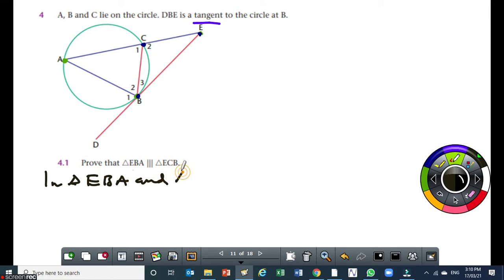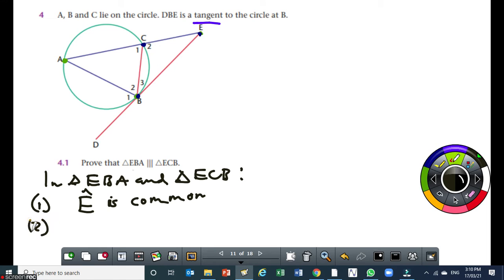and ECB, okay? I can't remember, I have to go back, that's not very important. Alright, number one. So I'll say angle E is common. Right. Angle E is common. That's number one.